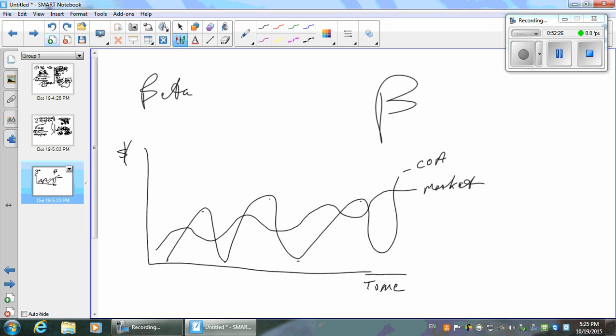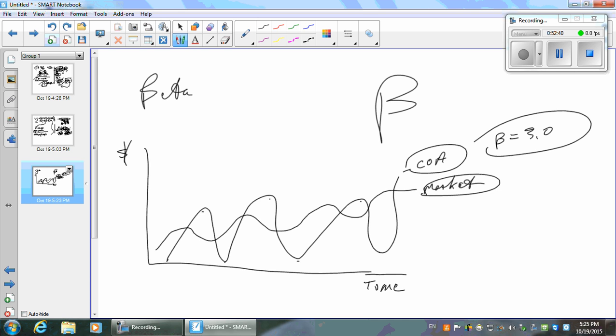That would be a very high beta, because the covariation of this return with the market return is going to be way over 1. So this might be a beta equals 3, or something like 3.0. Might be worse than that the way I drew it. Very risky, a high beta.